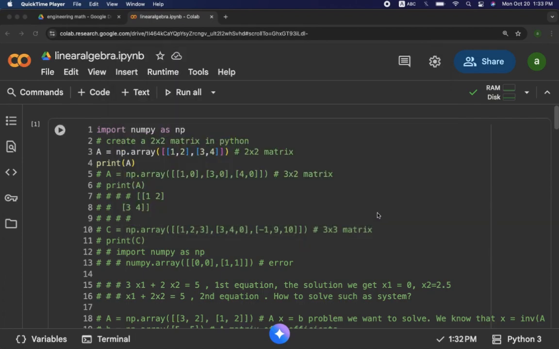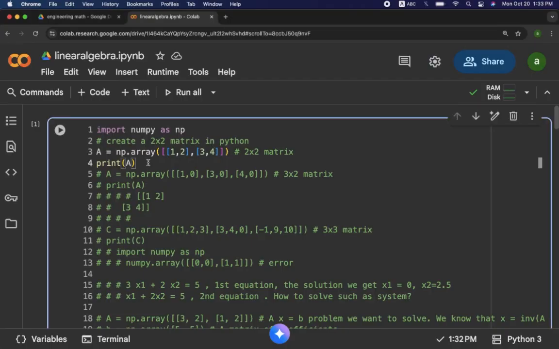Hello everyone. Today I would like to talk about linear algebra using Python. So let's get started and see some examples. I'm using Google Colab and you can follow the same for convenience, and we don't need to install anything on our own computer.